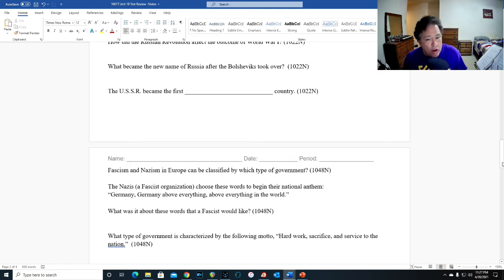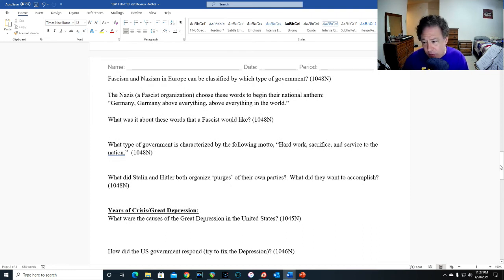With their new name, Russia became the first communist country. Fascism and Nazism in Europe can be classified by what type of government? We're talking about a totalitarian government. And what was it about these words that a fascist would like? Germany, Germany, above everything in the world. A fascist would like that because to a fascist, the state is more important than any other consideration. The most important thing in the world is the state, and it's particularly more important than individual rights.